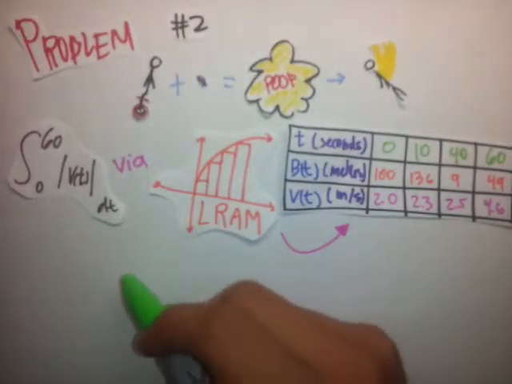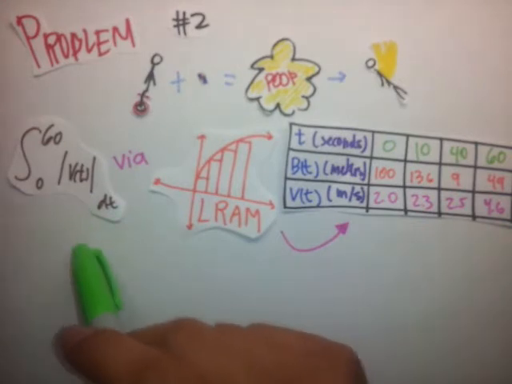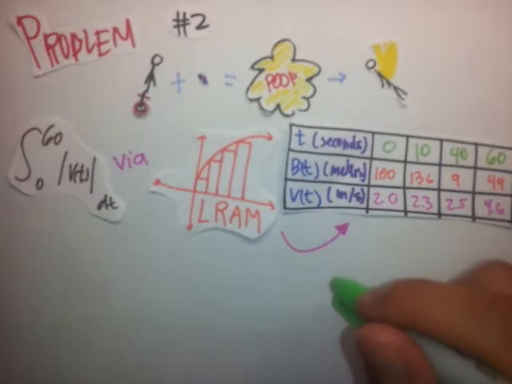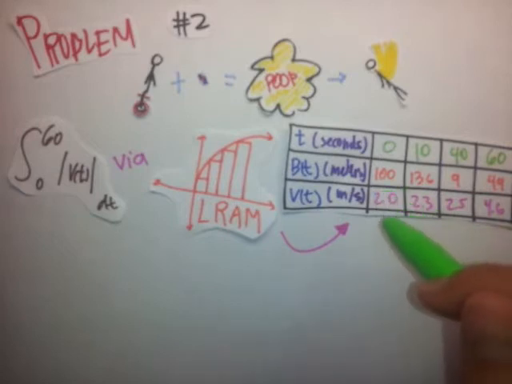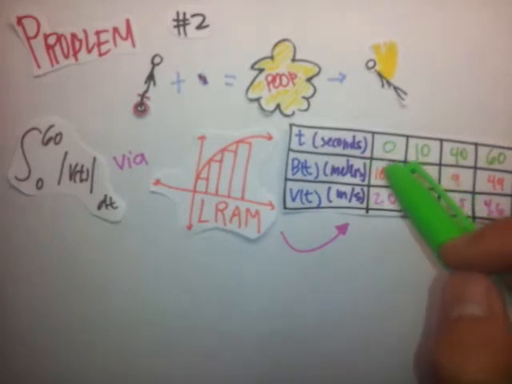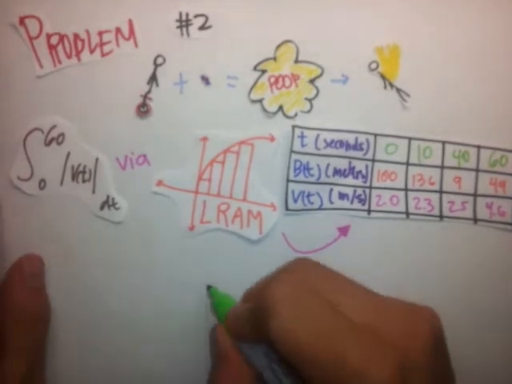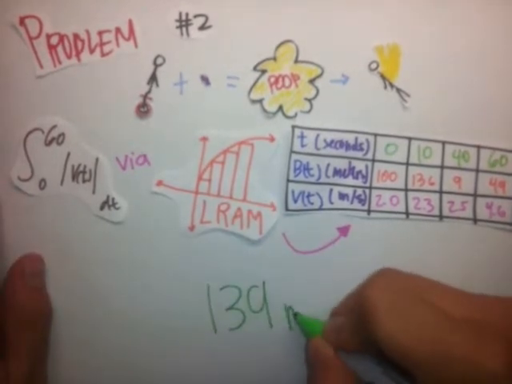So the second part of the question is to solve this using LRAM using the graph. So LRAM is 2 times (10 minus 0) plus 2.3 times (40 minus 10) plus 2.5 times (60 minus 40), and you get a total of 139 meters.